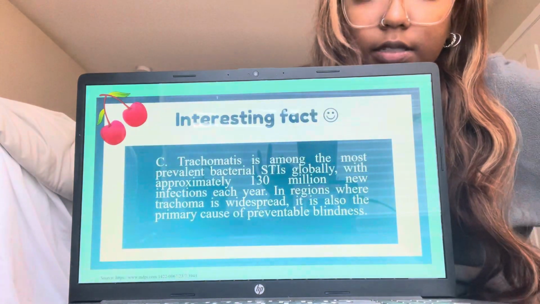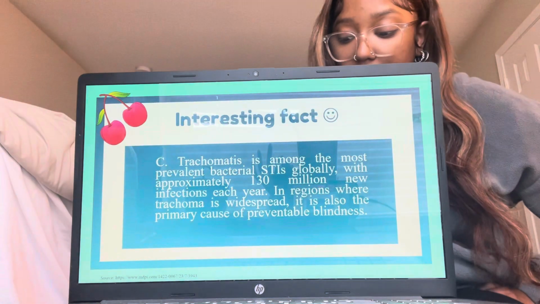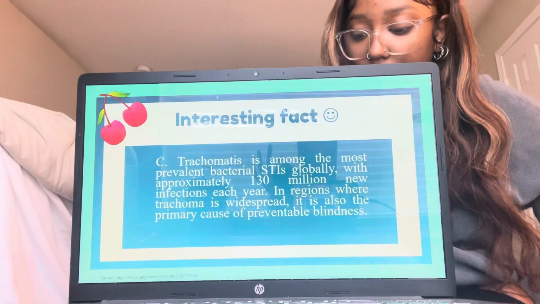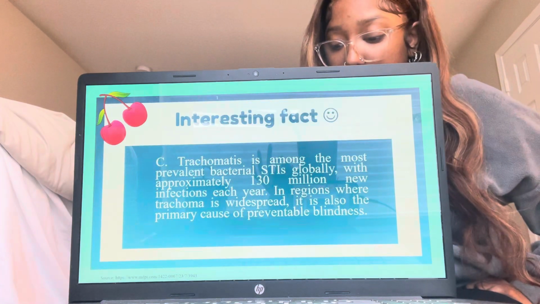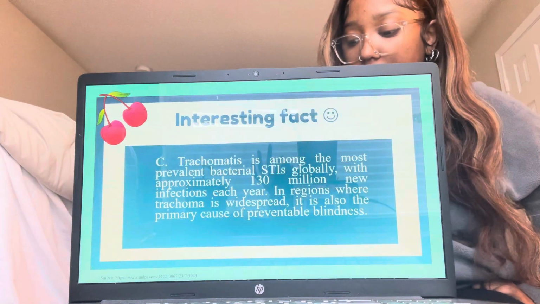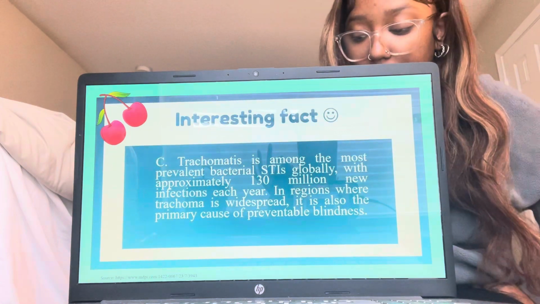And an interesting fact about chlamydia is that it is among the most prevalent bacterial STIs globally, with approximately 130 million new infections each year. In regions where trachoma is widespread, it is also the primary cause of preventable blindness.